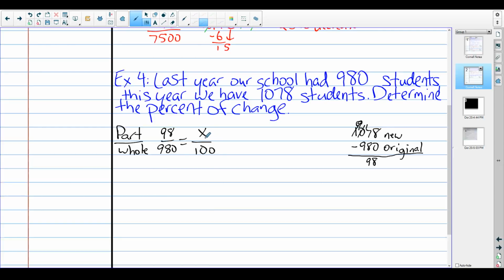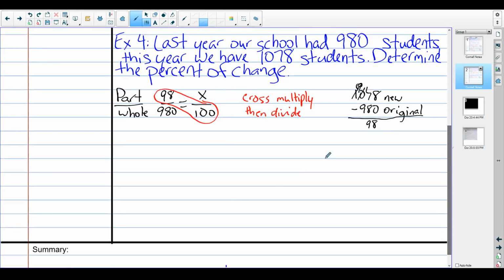So now we can cross multiply. So 98 times 100. Oh, let me write my instructions. Cross multiply. Then divide. Every time. Our summary should be, we cross multiply and divide in math a lot. That's what we learned today. That's what we learn every day. And proportions are amazing. So 100 times 98 is 9,800.